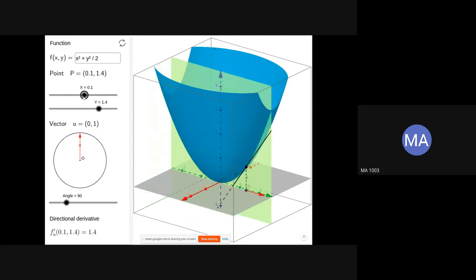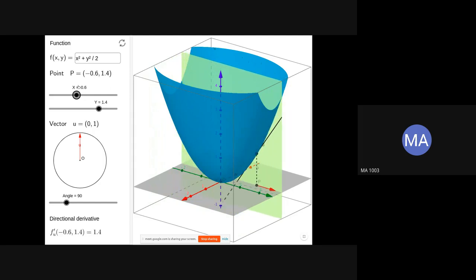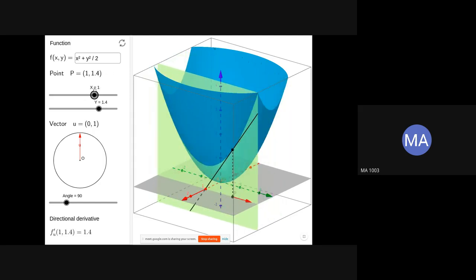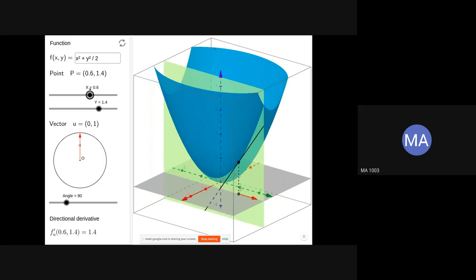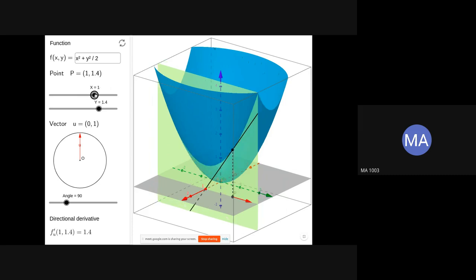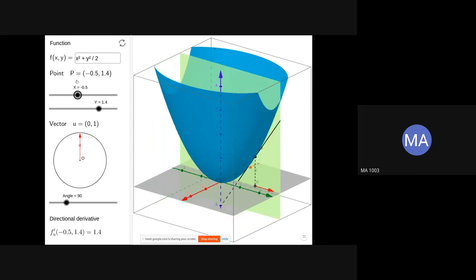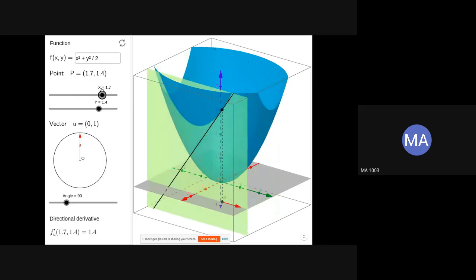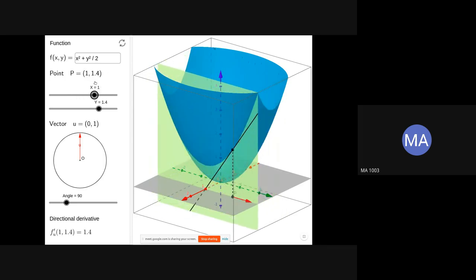Now you can see how the plane is moving if I change the point. Because the vector is fixed, the direction is fixed. You can see the red arrow. This red arrow is fixed. It is always parallel to the y-axis. But the point is moving, so the plane will also move along the surface. So the tangent will also move. That's why the directional derivative will change.